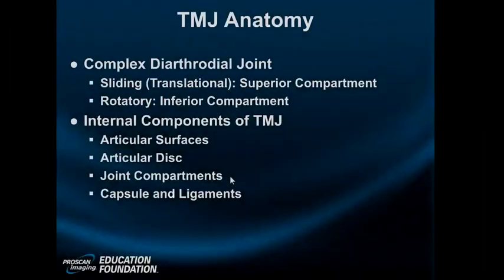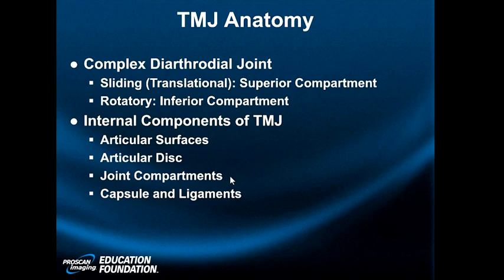Using didactic techniques, let's talk about TMJ anatomy and focus on skeletal anatomy. This is a complex diarthrodial joint. It slides in the superior compartment. This is also known as translation. It rotates in the inferior compartment.